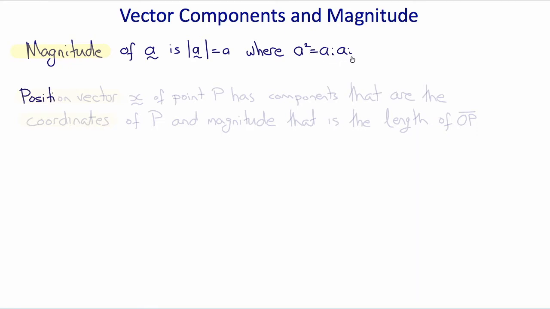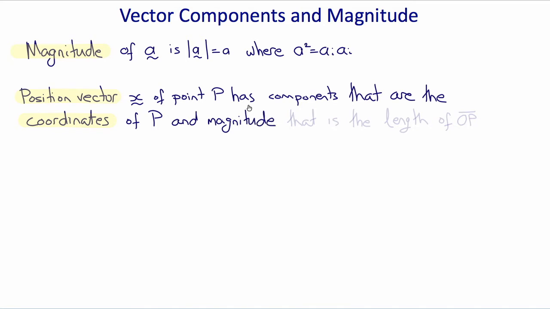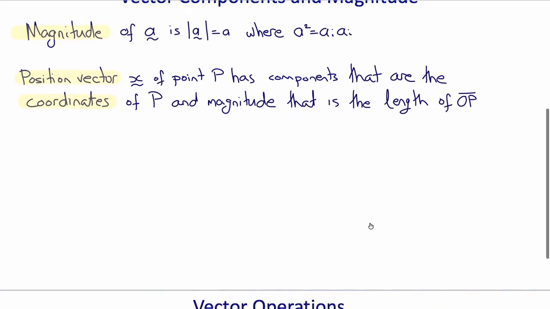A particular vector is a position vector, x. The position vector of a point P has components that are coordinates of that point P and a magnitude that is the length of the line OP. The position vector is an unusual vector. It's the only vector whose components depend on the origin. For this reason, it's sometimes referred to as a pseudo-vector.